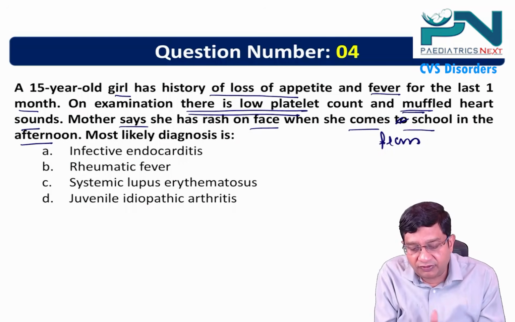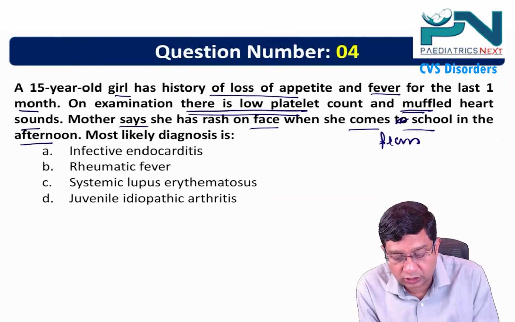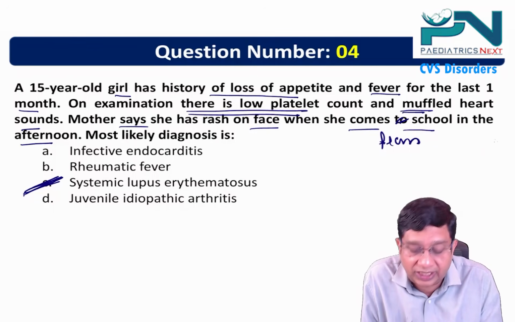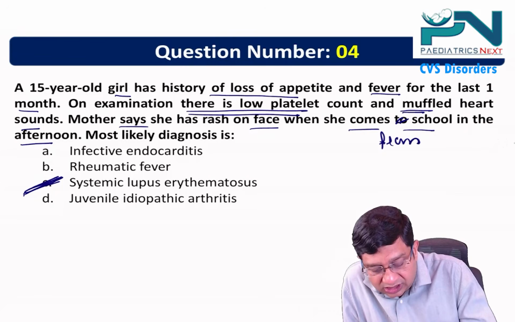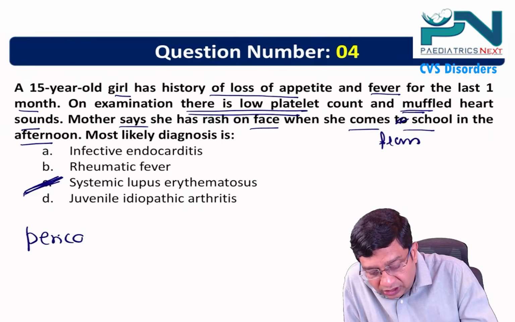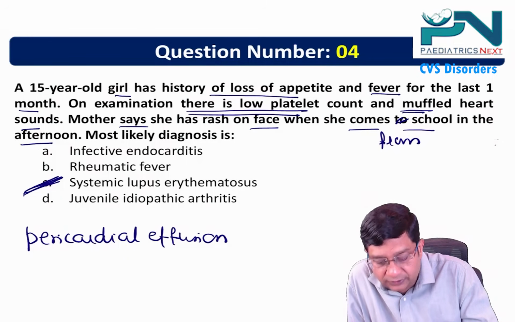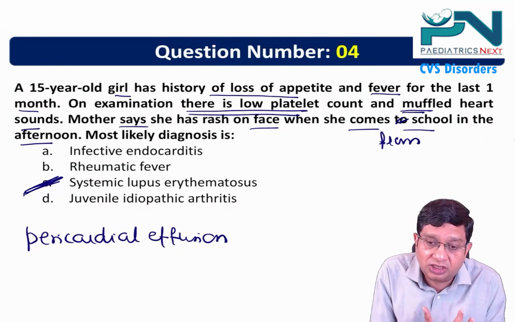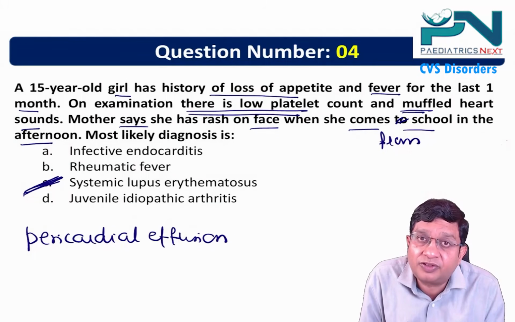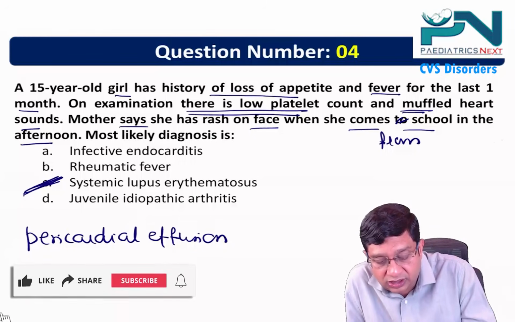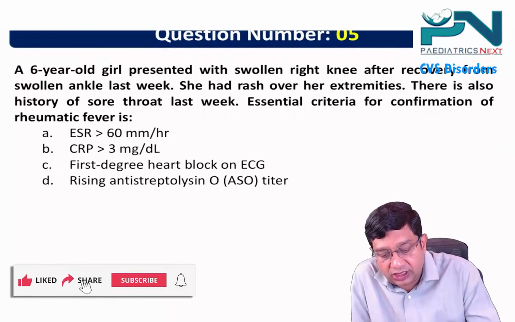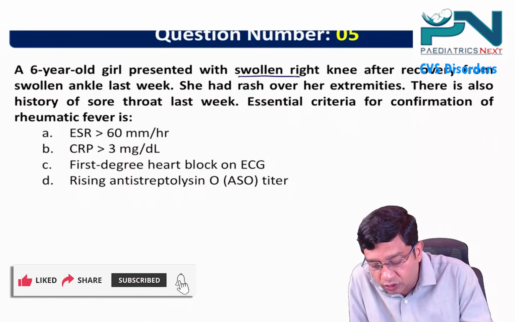Now you see a fever for the past 1 month. There is thrombocytopenia. All of them in a 15-year-old girl can be explained by SLE, and the muffled heart sounds can be due to the pericardial effusion. There is a rash on the face which is there in the afternoon, malar rash. Basically, the child is coming back in the afternoon, the redness can particularly increase. So, this is SLE.